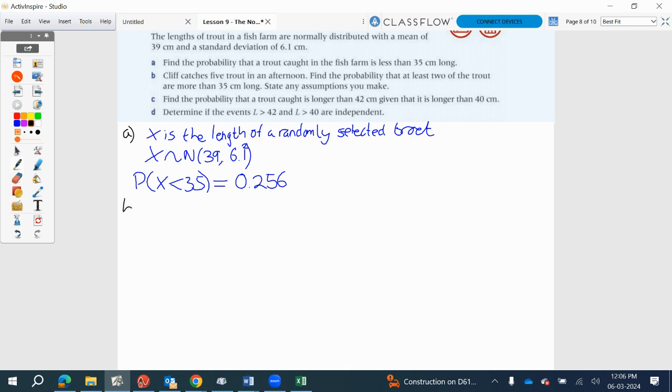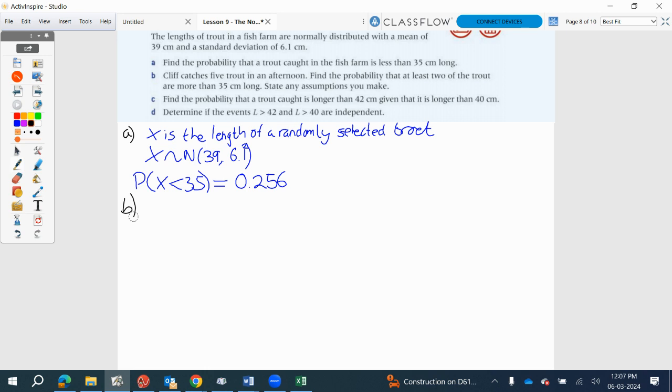B. Cliff catches 5 trout in an afternoon. Find the probability at least 2 of the trout are more than 35. So what is the random variable here? The length of the trout? No. What's the random variable here? The amount of trout he catches. Can we change the word amount to number of? Number of. So the random variable is the number of trout he catches.